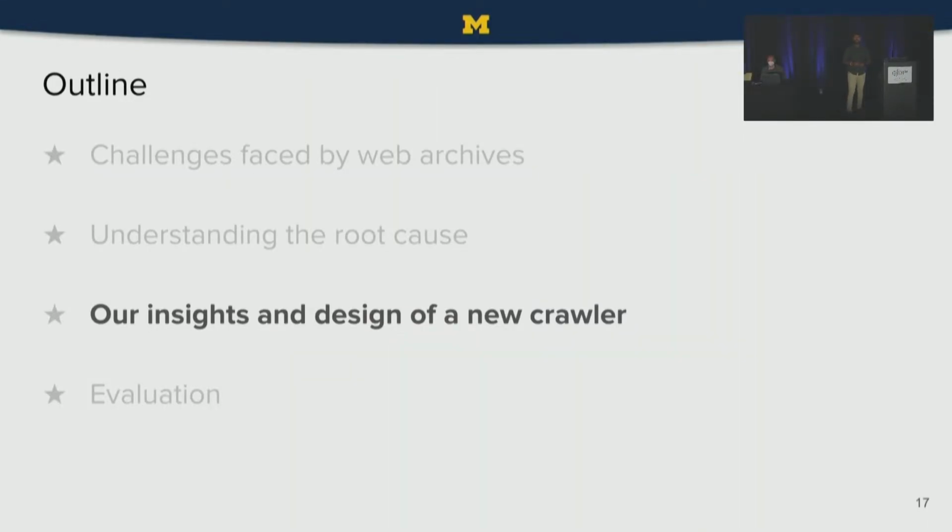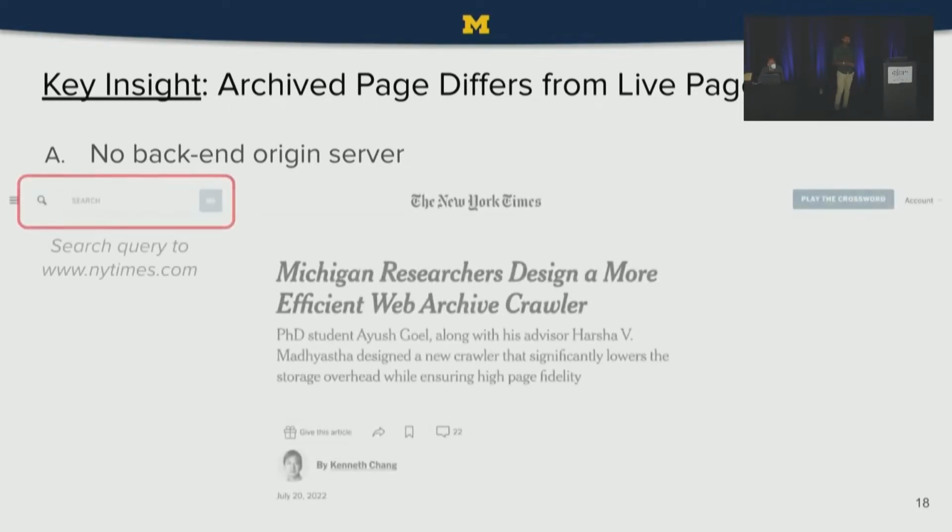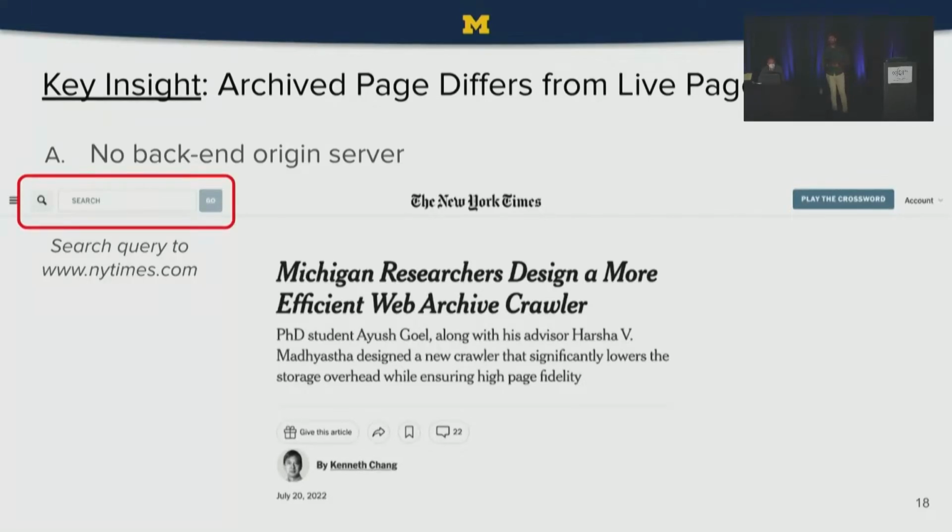Next, I'll talk about the insight that we leverage to solve the above problems. Turns out that the key insight that we use to develop a new crawler is the fact that archive pages load fundamentally different from live pages on two different fronts. First, in the case of an archive page, there is no backend origin server. To understand this, let's look at the same page of New York Times from earlier.